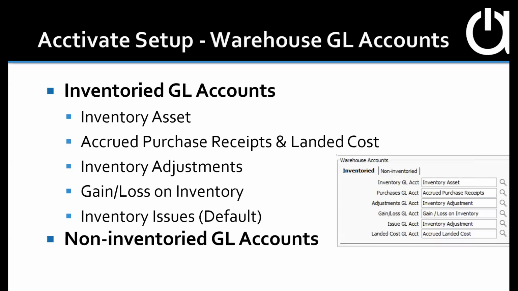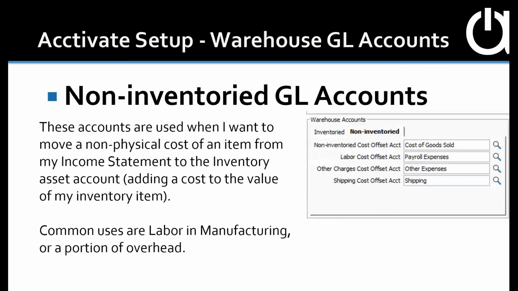So we can actually have separate GL accounts: accrued purchase receipts, which we're going to talk about. You can have different inventory adjustments and gain/loss. Different transactions will hit these. And then accrued landed costs, we'll talk about. And then we move to the non-inventory accounts.